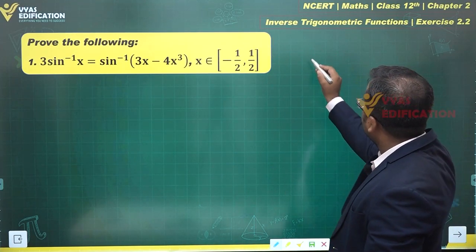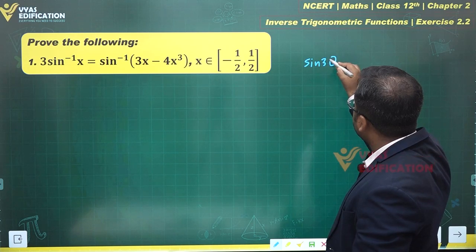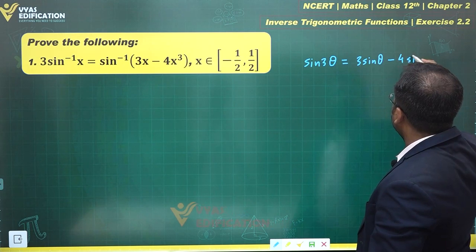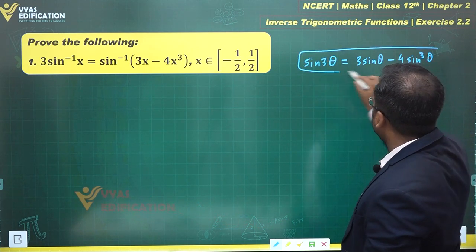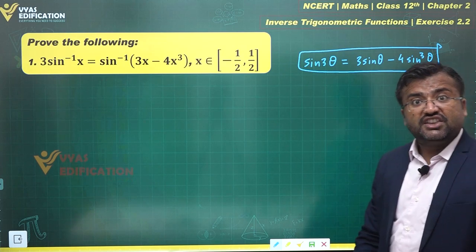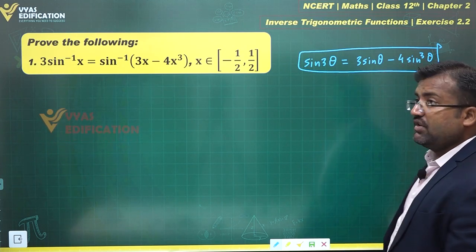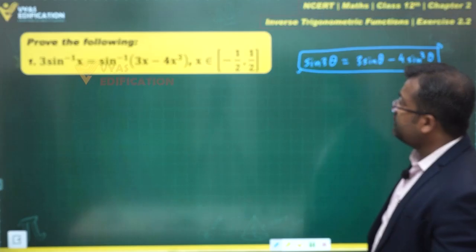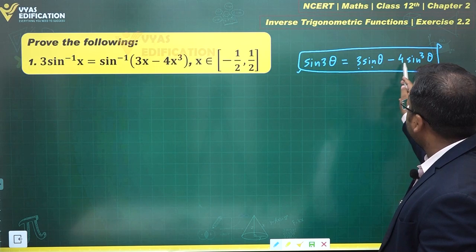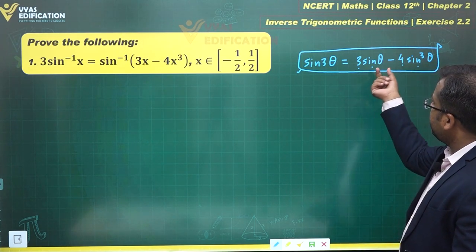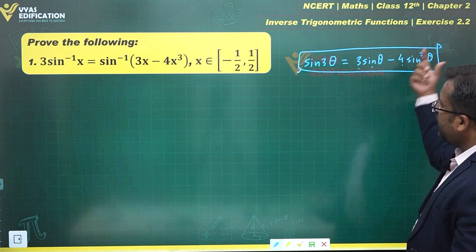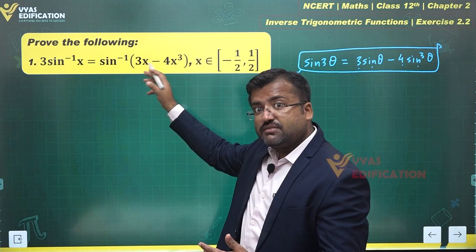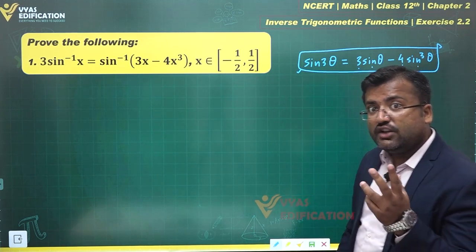We know that sine 3 theta is equal to 3 sine theta minus 4 sine cube theta. This is something that we are already aware of. This is the formula of sine 3 theta, which we studied in class 11th. Will this formula be useful over here? Yes, you observe that 3 times sine theta minus 4 times sine cube theta is 3 times something minus 4 times that something cubed, or 3x minus 4x cubed.